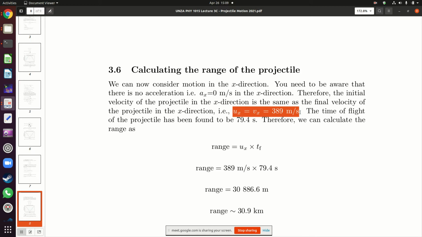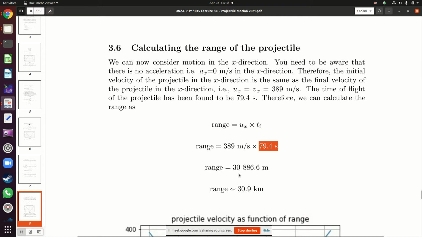So for you to get the range, you multiply ux, the velocity of the projectile along the x direction, along the horizontal direction, by the flight time. So the velocity is 389 meters per second times the flight time, which is 79.4 seconds. So 389 times 79.4 seconds gives you a range of 30,886.6.